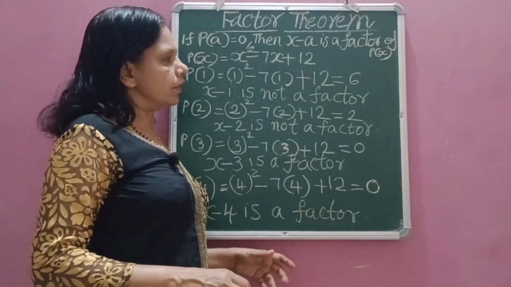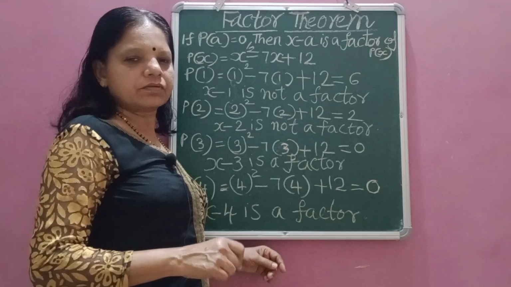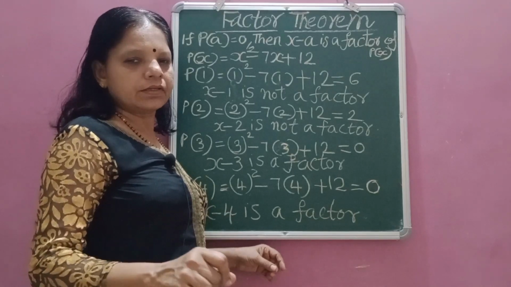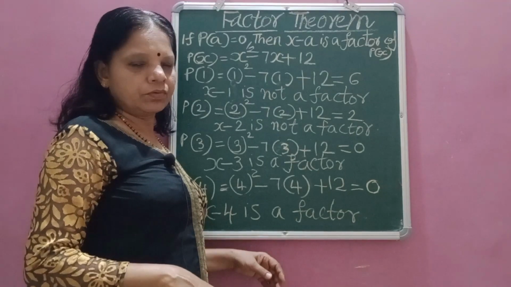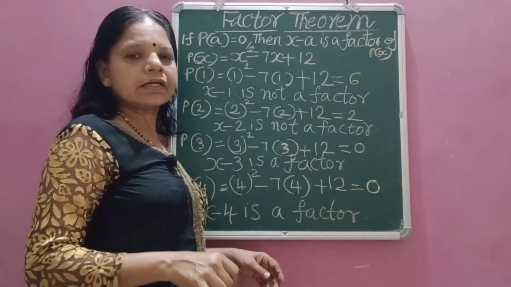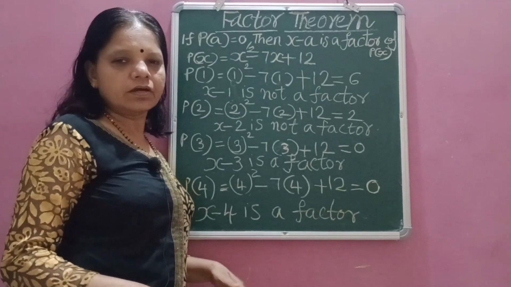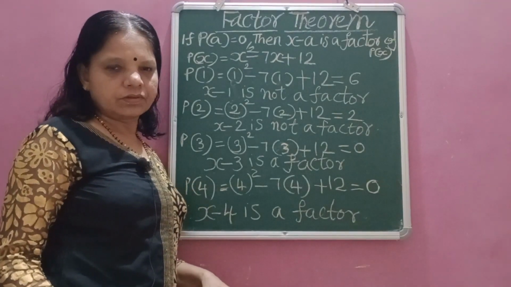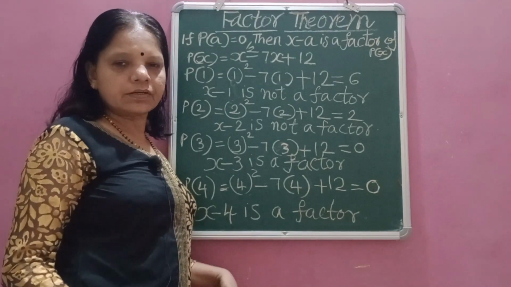And what is the condition? The binomial in the form of x plus a or x minus a. You have to find the value of the polynomial. It is nothing but the remainder. If the remainder is 0, the divisor is a factor. Clear? So that is the end of today's lesson.